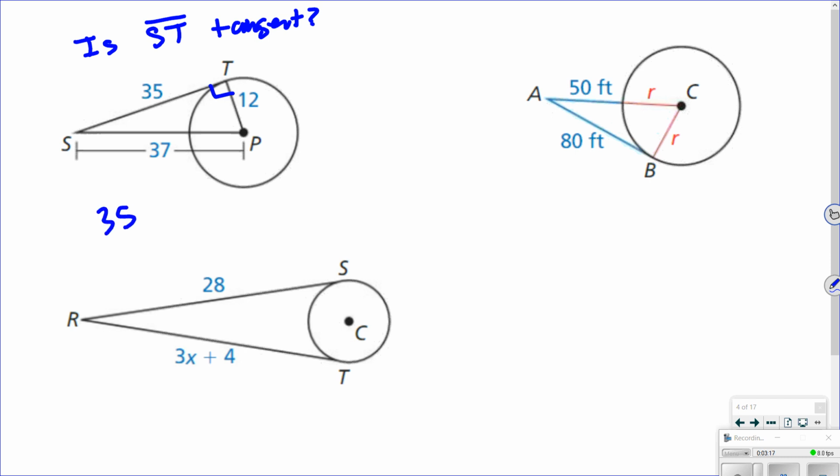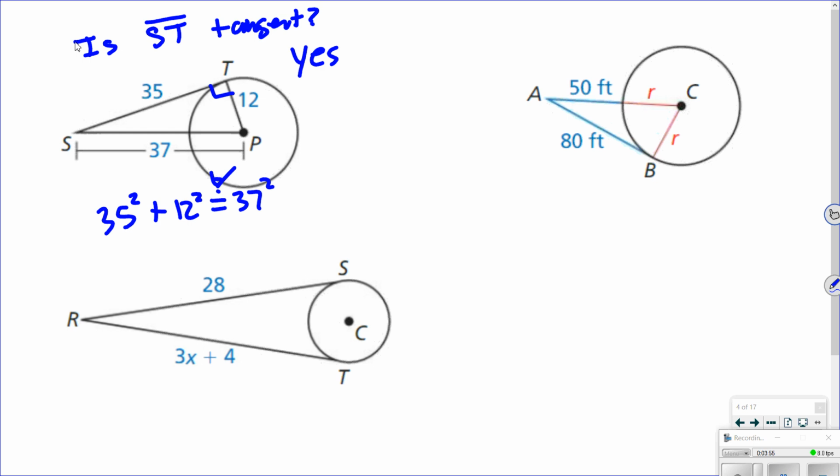So I would check, does 35 squared plus 12 squared equal 37 squared? If it does, that's a right triangle. That means the tangent line and the radius are perpendicular, which makes it a tangent line. We'll see 35 squared plus 12 squared is equal to 1,369. 37 squared equals the same thing. So this checks off. So is it a tangent line? We would say yes.